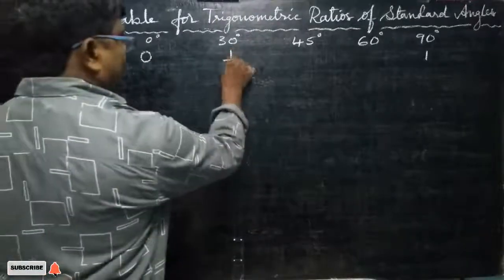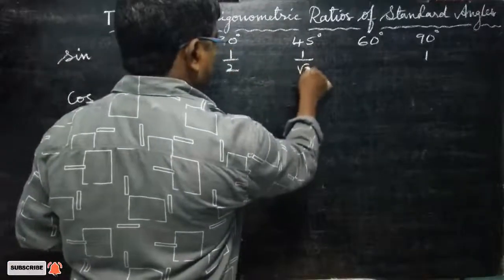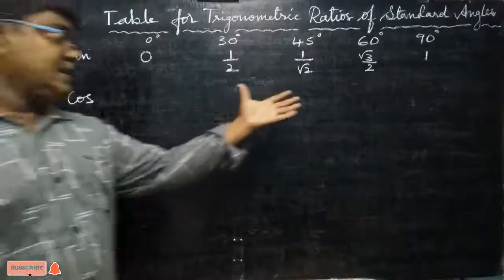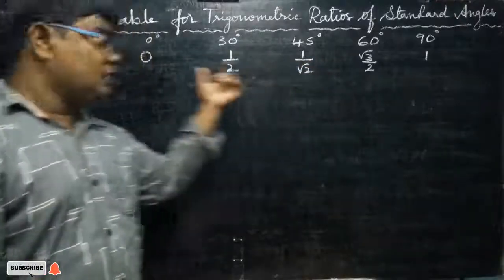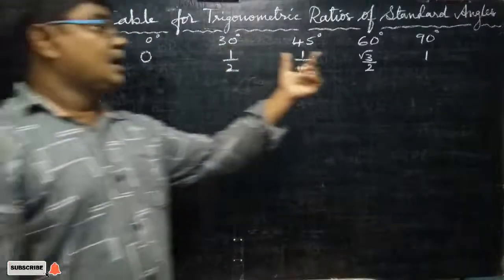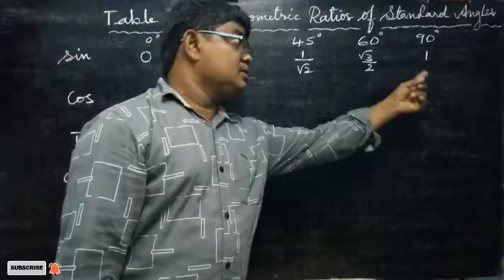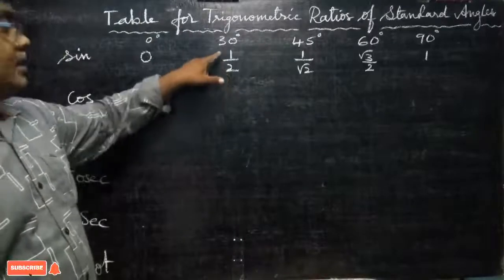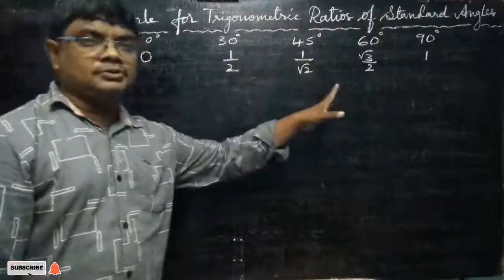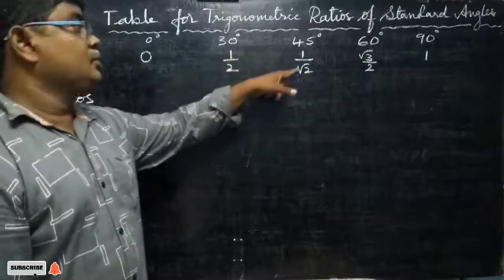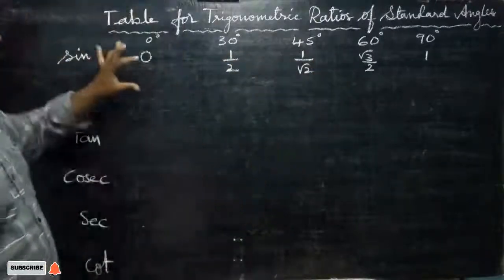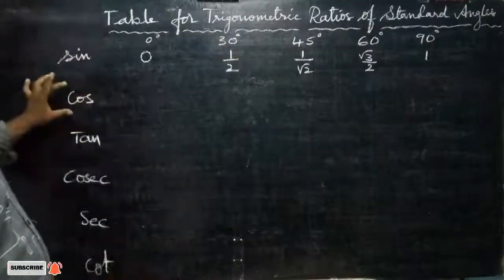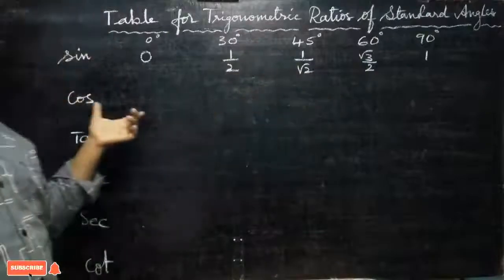So 1 by 2, 1 by root 2, root 3 by 2. Just remember these 3. These 3 values are between 0 and 1. 0 means you come with 0 knowledge, and when you go outside the school, you become number 1 student. Learn these 3 like a song. 1 by 2, 1 by root 2, root 3 by 2. Say it: 1 by 2, 1 by root 2, root 3 by 2. Now, these are the values of sine. How easy to remember. Coming to cos, just reverse.